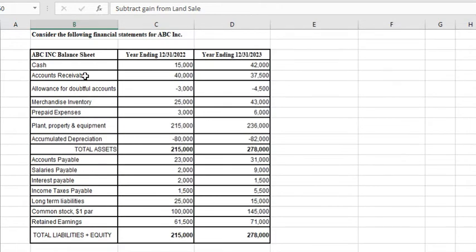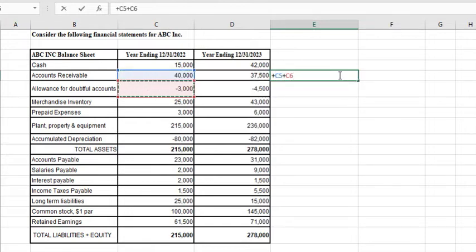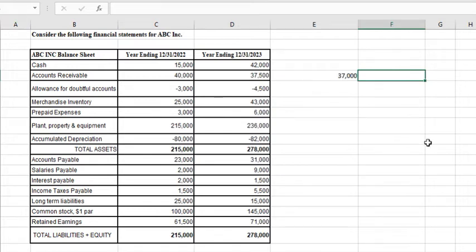In order to do that, we are going to start with accounts receivable. The accounts receivable has the gross figure here and allowance for doubtful accounts. What I'm going to do is calculate net accounts receivable. That's the easiest way to track how net accounts receivable is performing. So in year 2022, net accounts receivable was $37,000, and in year 23, net accounts receivable decreased to $33,000. So that's a decrease in accounts receivable.